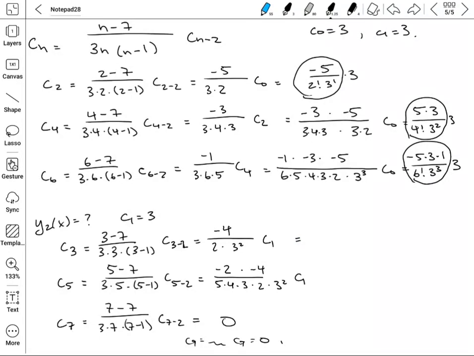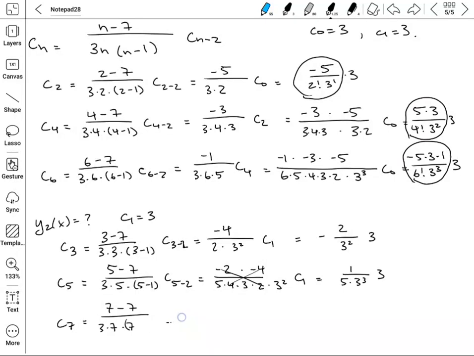And we're actually asked to plug in what y2 is, so I wanted to start simplifying what these coefficients are going to be. So my minus 4 and 2 on bottom can cancel out. I've just got minus 2 over 9 times C1, which is 3. And then for C5, my 2 and 4 on top can cancel with a 2 and 4 on bottom. So I'm just left with 1 over 5 times 3 times 3 squared, so 5 times 3 cubed, times my C1, which is 3. And then C7 was 0.